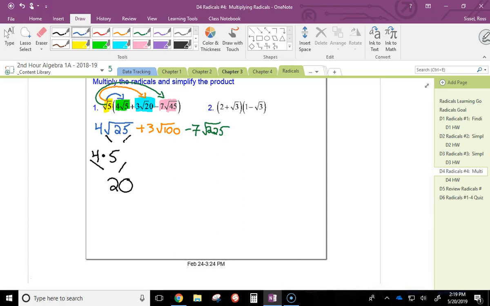Let's go to this color now. Square root of 100 is just 10. So I have 3 times 10, which is 30. And don't forget we're adding.